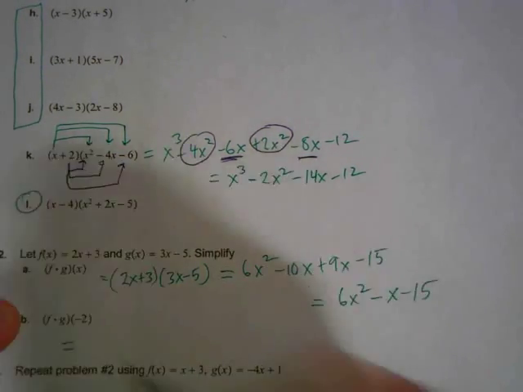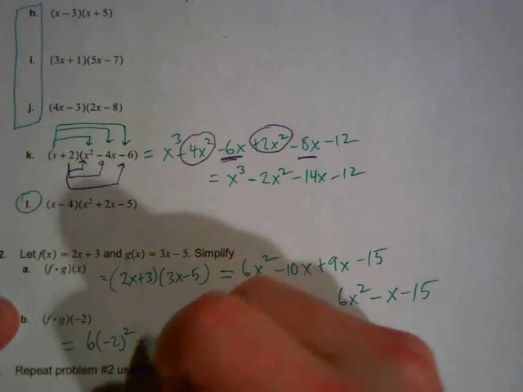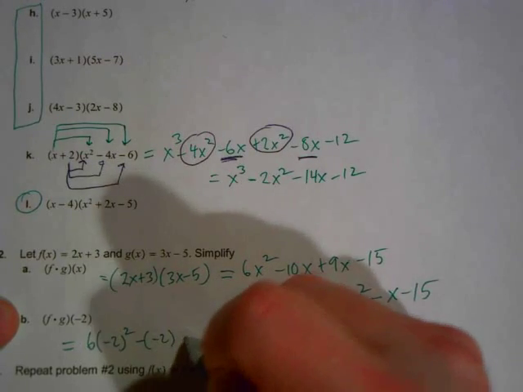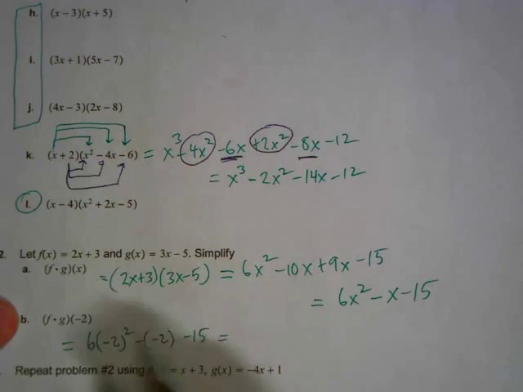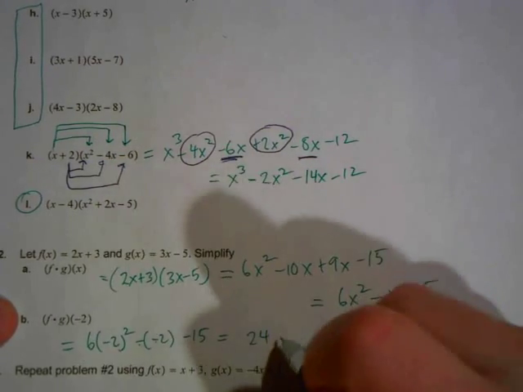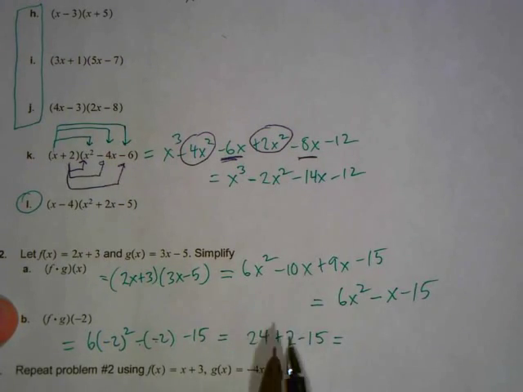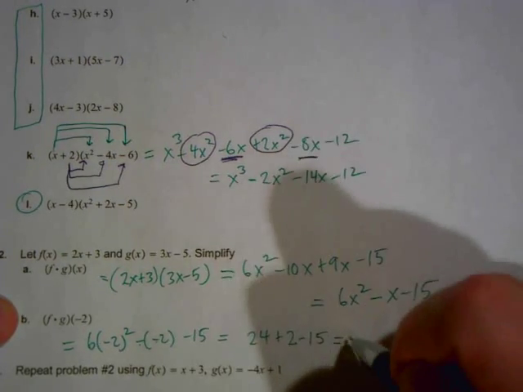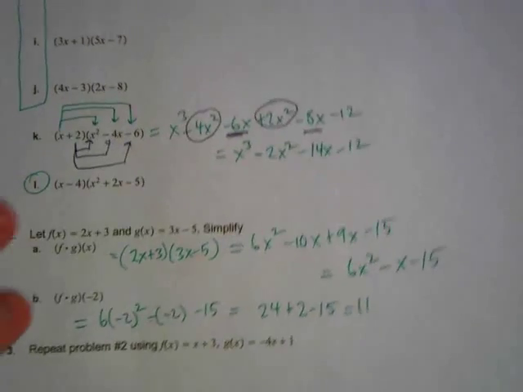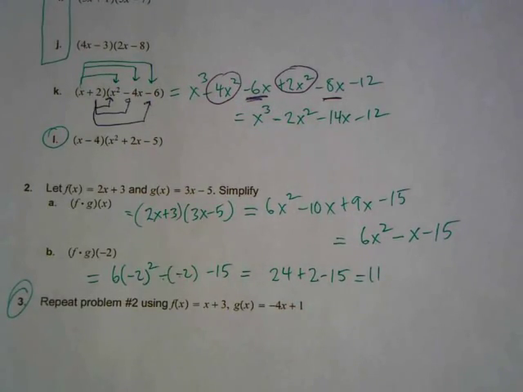When I plug in negative 2, I'm going to have 6 times negative 2 squared minus negative 2 minus 15. Negative 2 squared, that's 4. 4 times 6 is 24. Minus and a minus becomes a plus 2, minus 15. 24 and 2 is 26. 26 minus 15, 11. Alright, problem 3. That one's for you.